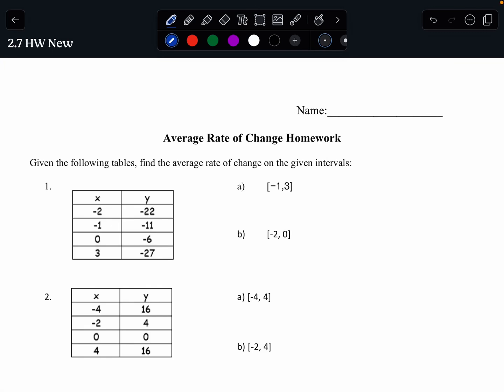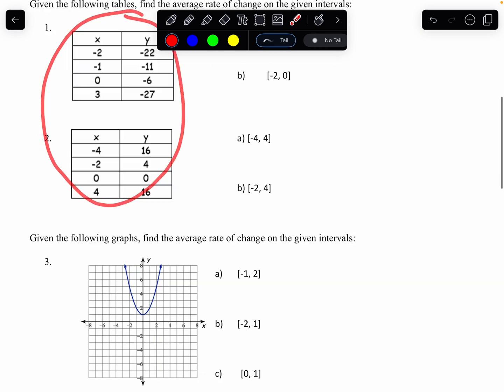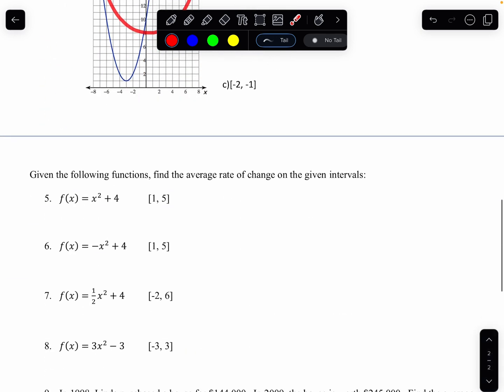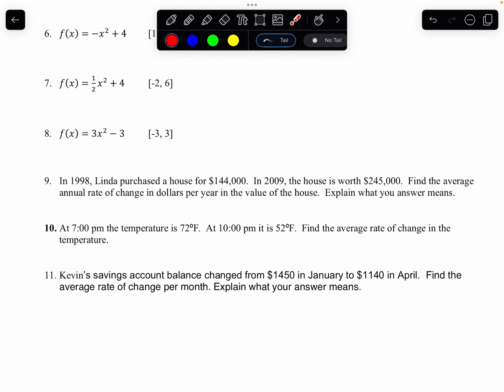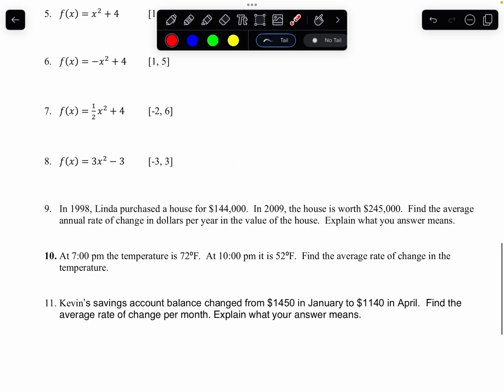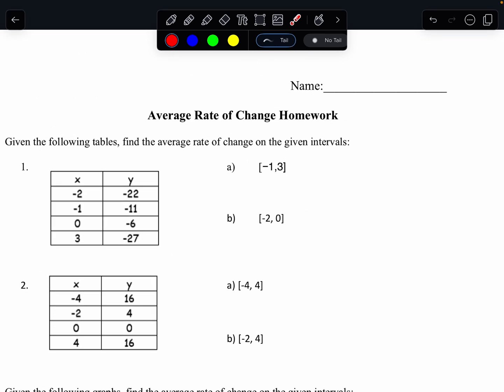Hey guys, this is going to be the 2.7 homework, average rate of change. The important thing about this homework assignment is that you know how to find the average rate of change from tables, from graphs, from equations, and using real world problems. It's hard to call them real life problems, so let's just say problems that have context with them. In any case, this shouldn't be too bad, so we'll just go through these.